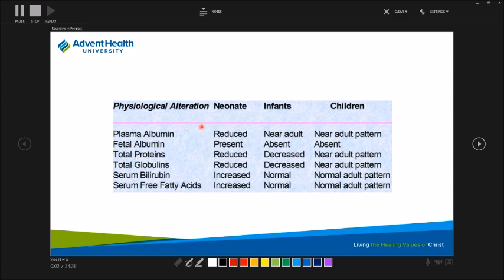So just know that in neonates you may see these being fairly reduced for the most part, but then as time goes on, by the time they're an infant to a young child, they should be relatively close to what the normal adult levels would be for the most part.